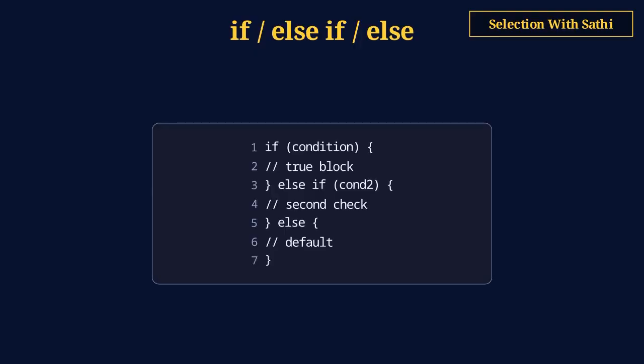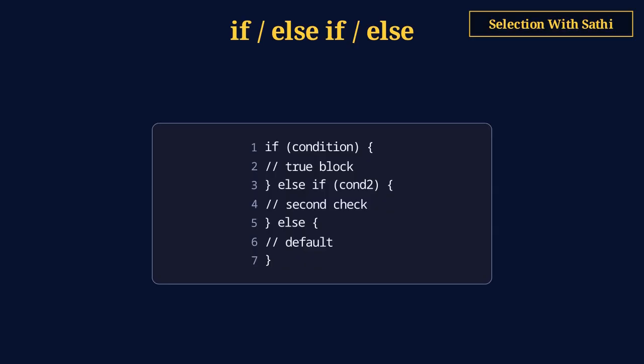The if statement evaluates a condition. If the condition is true, meaning non-zero, the block executes. If it is false, meaning zero, the block is skipped. You can chain multiple conditions using else if. They are checked in order and the first true condition wins. The else block at the end is the fallback when nothing else matched.